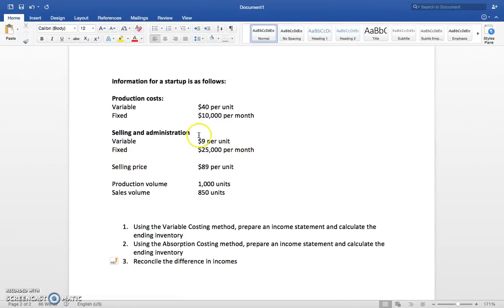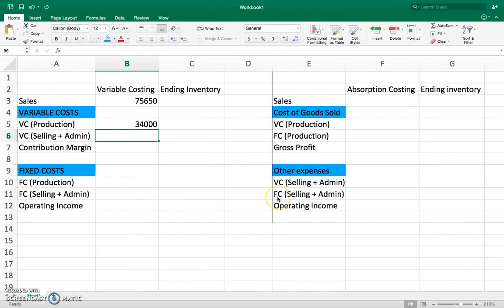All right then. Moving on to variable cost selling and admin. Again, same procedure. Selling and admin variable cost is $9 per unit multiplied by my sales volume, which is 850. So 850 times 9. That's it. And then my contribution margin comes out to 75,650 minus this and minus this. That comes out to 34,000 exactly. All right, we're making progress.